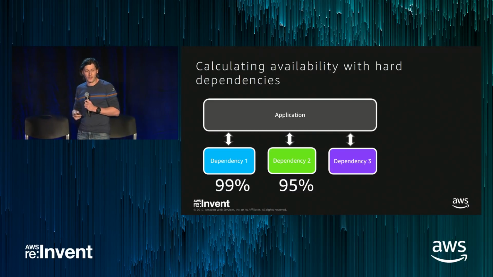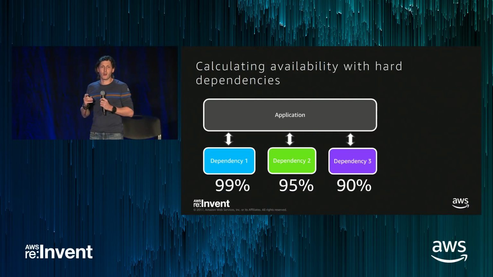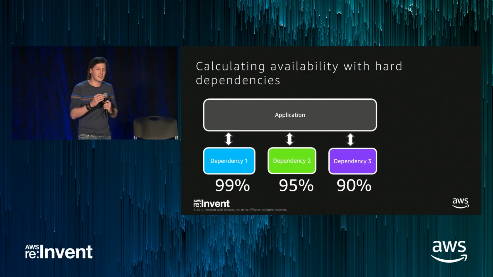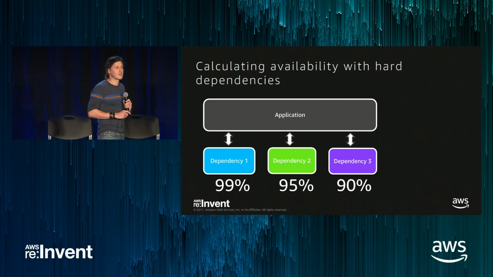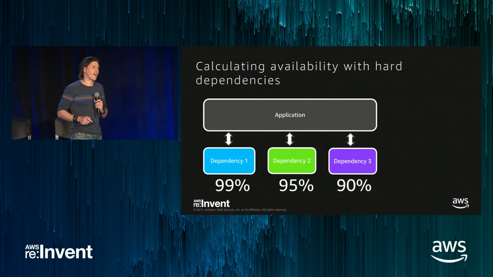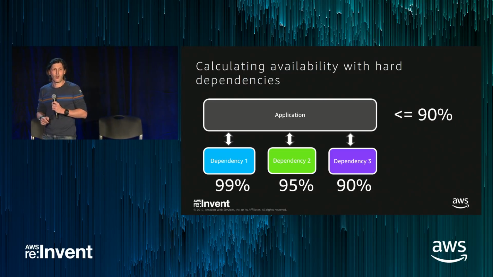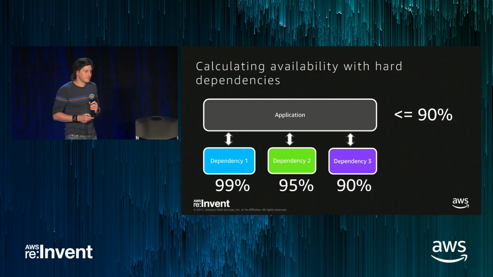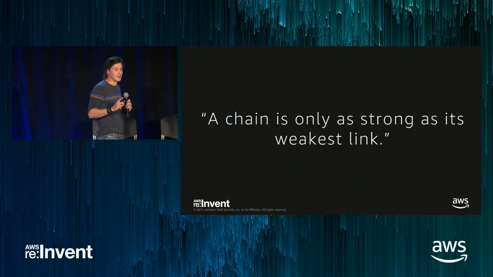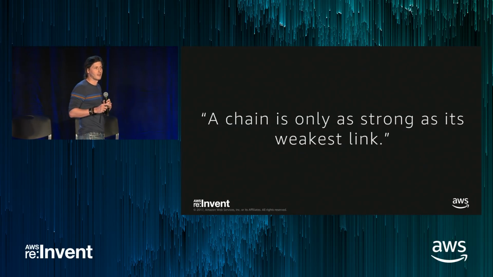For example, let's say we've got 3 dependencies, modeled at different levels of availability. One's at 99%, the other one's at 95%, and one's at 90%. What's the overall availability of the system going to be? 90% or less. The chain is only as strong as its weakest link.